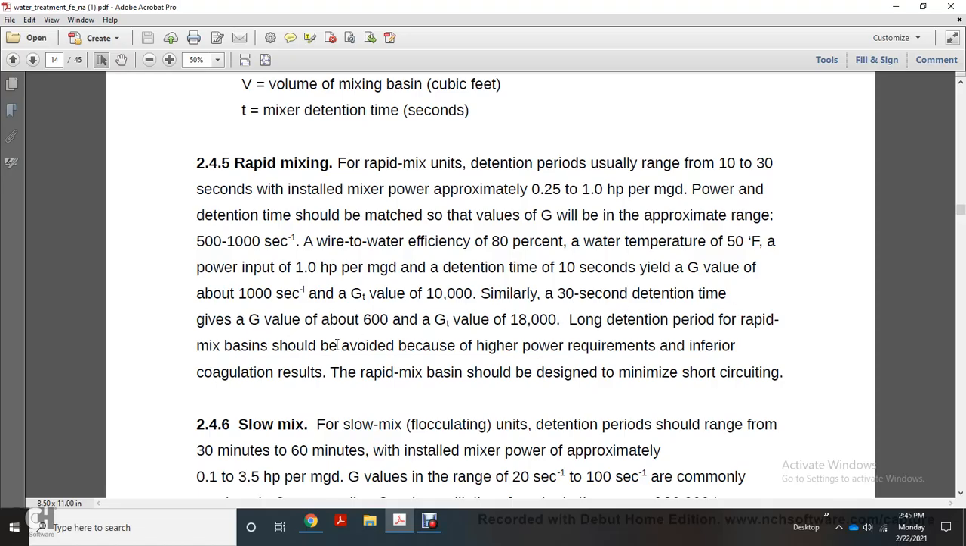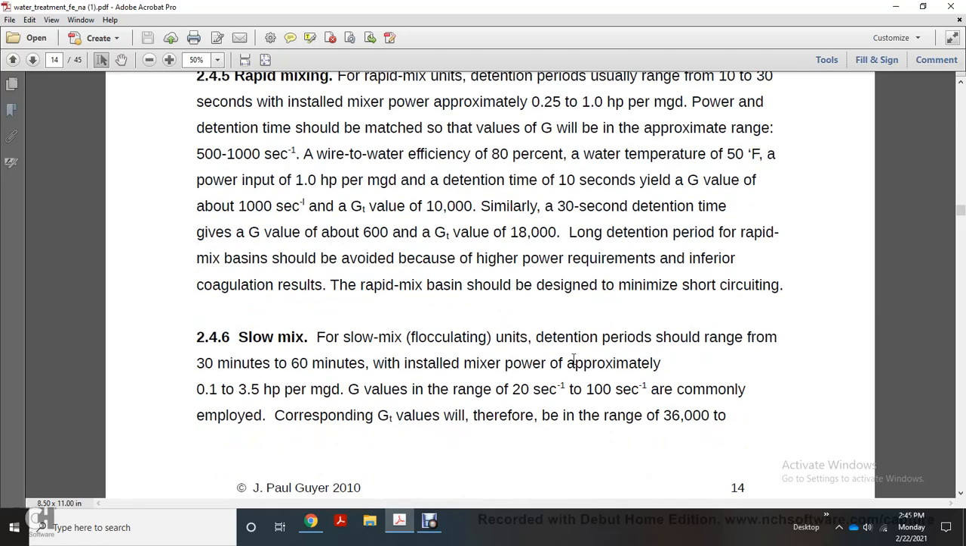Low detention period of the rapid mixing basin should be avoided because of the higher power requirements for the inferior coagulation requirement. The rapid mixing basin should be designed to minimize short circuiting.